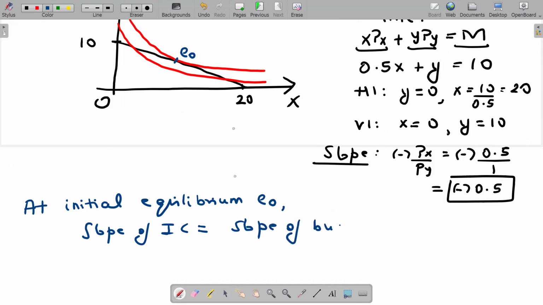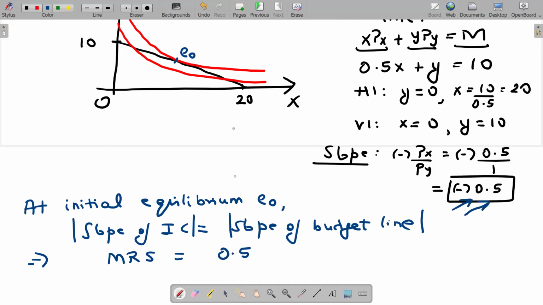And I'm ignoring the minuses because everything is in absolute terms. So the absolute value of the slope of the indifference curve equals the absolute value of the slope of the budget line. Slope of the indifference curve is marginal rate of substitution. Slope of the budget line is 0.5 in absolute terms. I ignored the minus because IC and budget line both have negative slopes. Anyways, when you equate them, the negatives cancel out.